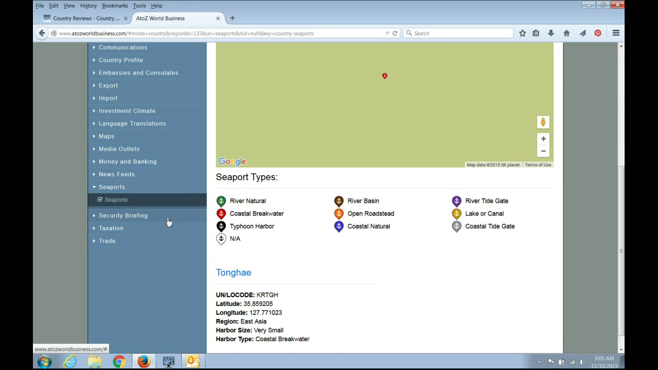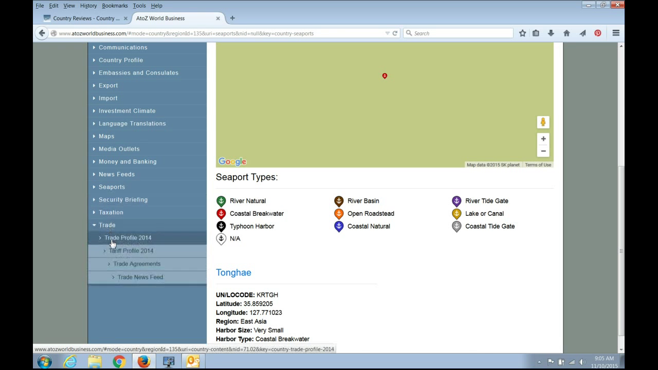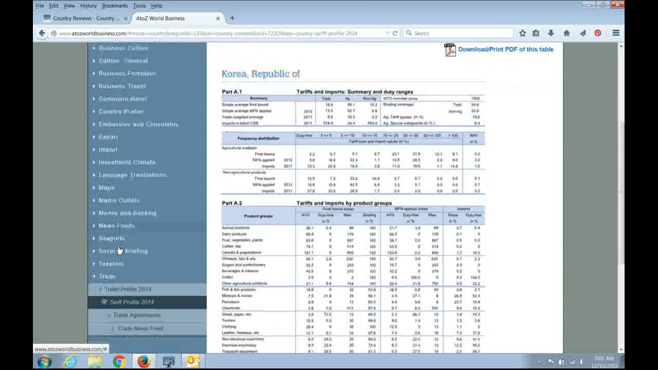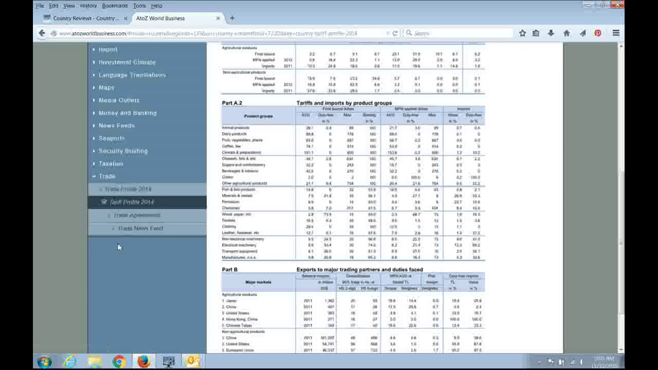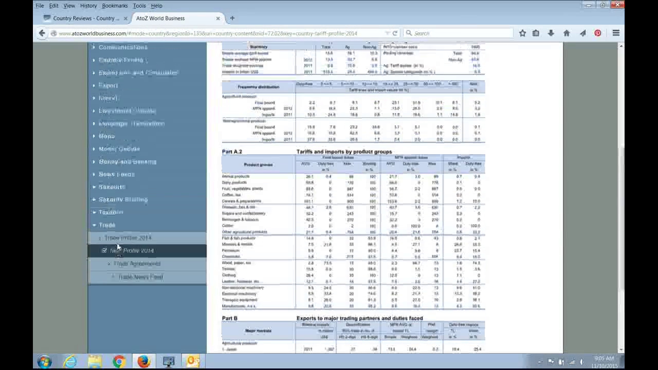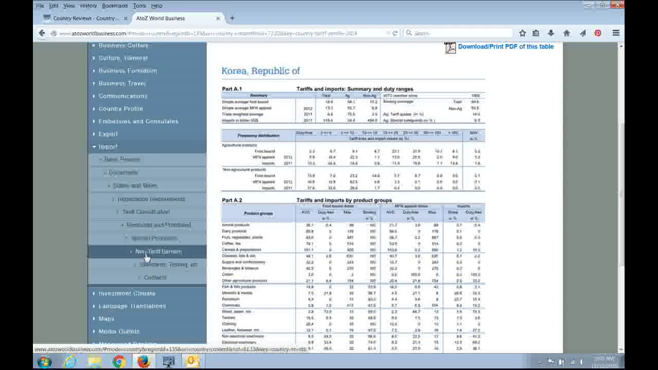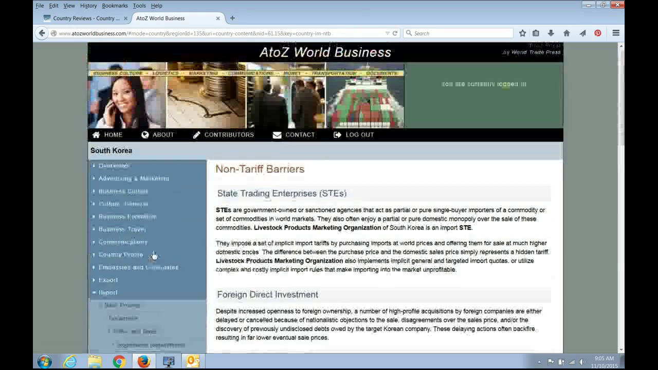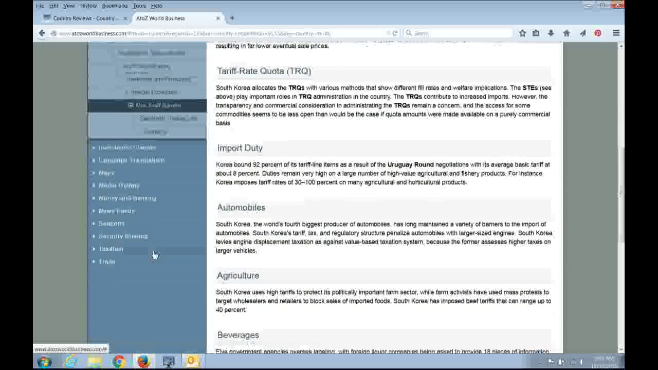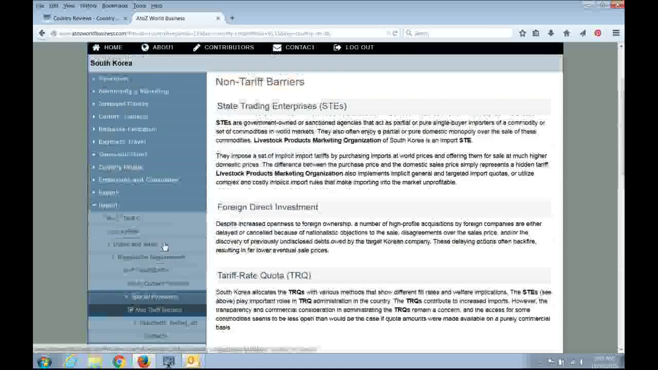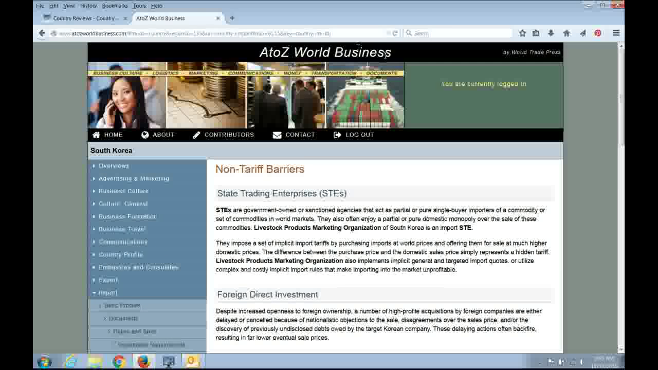Seaports will show you where their ports are located, and that's one of the questions that you might discuss in your paper. Trade will give you some information on their gross domestic products, their agricultural products. I even found some information under imports that would prove useful, under this non-tariff barriers piece of information, because they talk about agriculture and they use high tariffs to protect their agriculture.